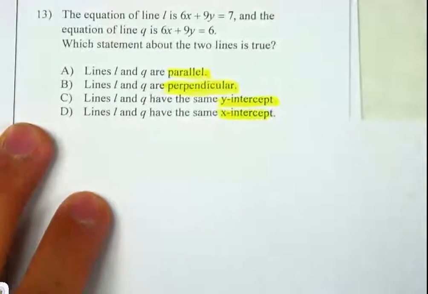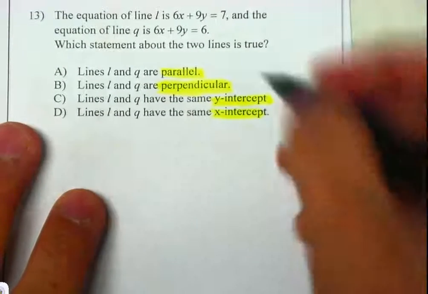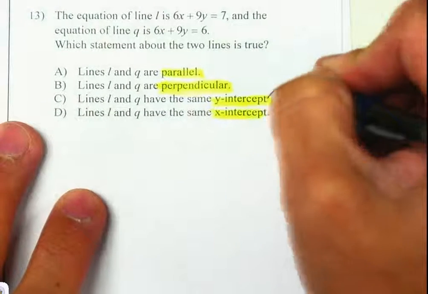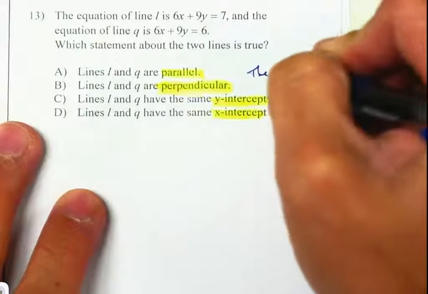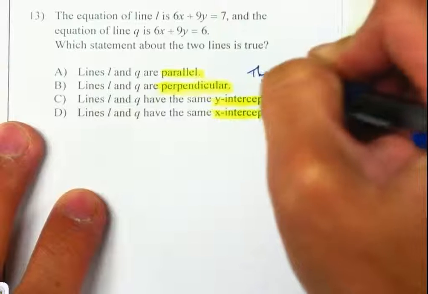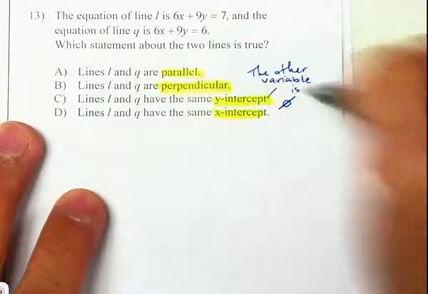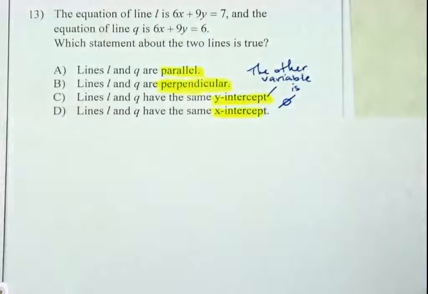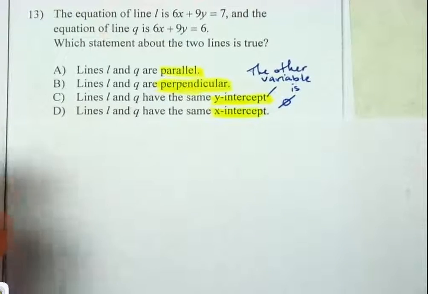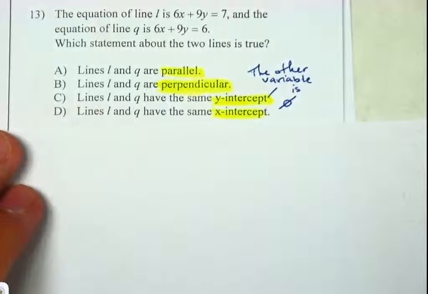Which one of these is easiest to see right from the start is the intercepts, because remember, the definition of an intercept is that the other variable is 0. You should have that. That should be automatic, instant knowledge. As soon as you see the word intercept, you know the other variable is 0. So let's just check those intercepts.